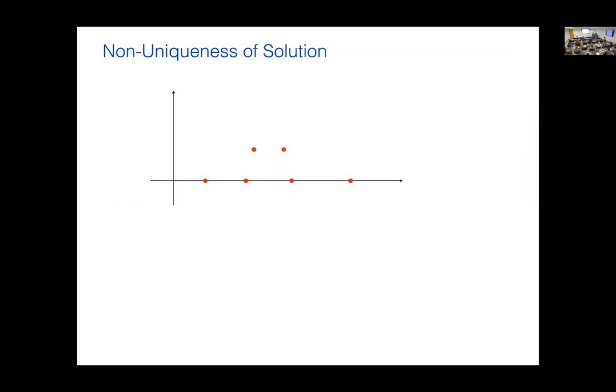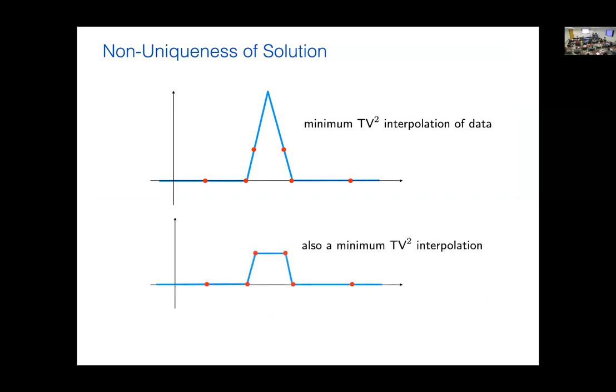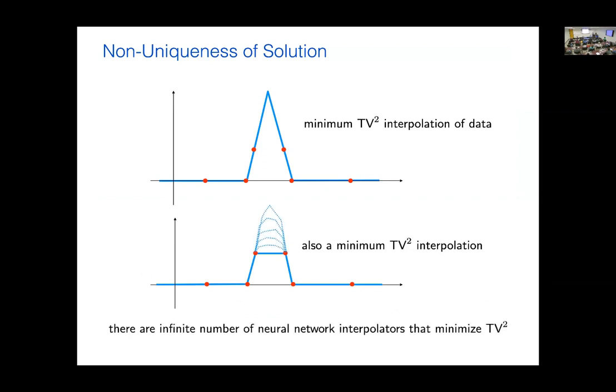Okay. So I just want to say something because I'm going to come back to this a little later in the talk. The solutions aren't unique. So here's some data points, and here is an interpolator of those data points that has minimum TV2. Here's another interpolator that also has minimum TV2. So both of these are solutions. If I take lambda to 0, I would get these solutions. And in fact, there's an infinite number.